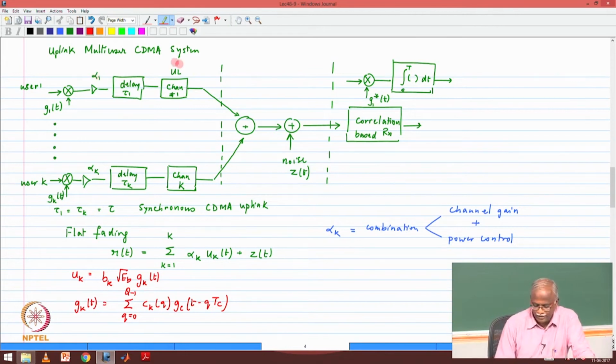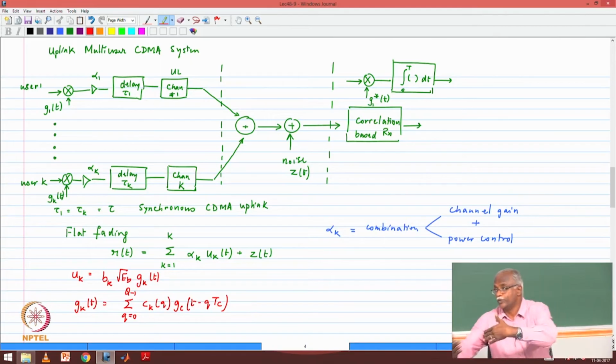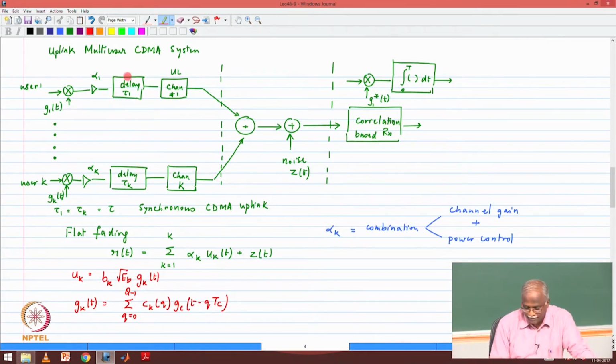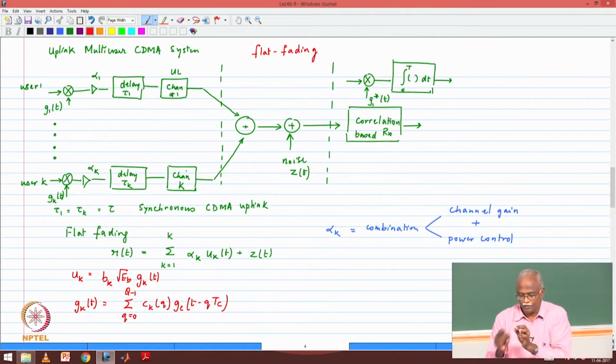As they go through the channel, they could encounter different delays, because this is like the uplink. If user 1 transmits slightly differently from user 2, or if the distance of user 1 is very different from user 2, there will be a difference in the delays with which they arrive at the base station. So, to account for that, we have included these delays. We have made the assumption that the channel is a flat fading channel, which means that there is no dispersion, but there can be a channel gain, and that channel gain is captured in terms of a complex constant.